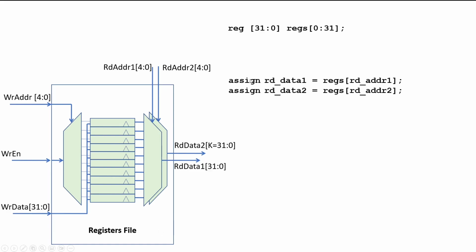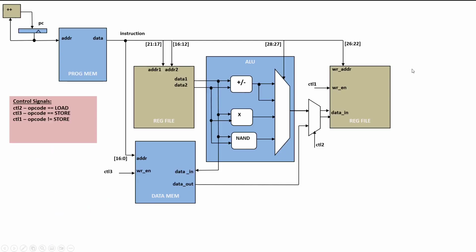To read, we can just use an index from the array, as I already told that it will make a mux. And for write, we can use an always at posedge clock block, and if write enable is 1, we can write to that specific address. This will generate this demux structure for the REG file.